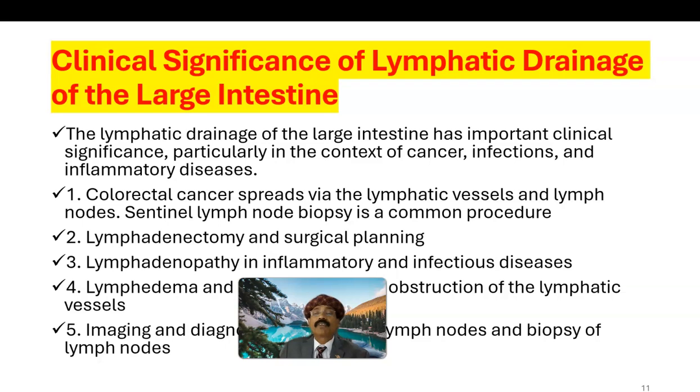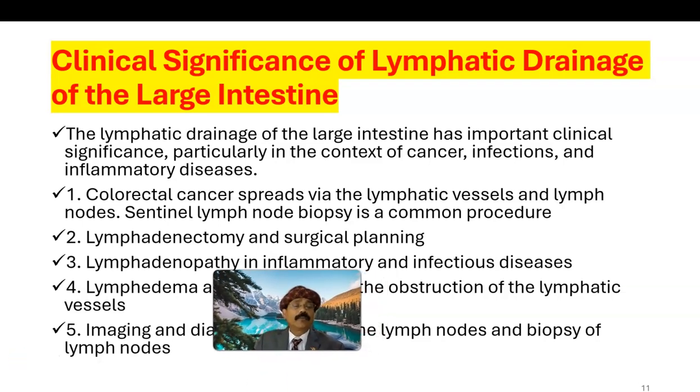Lymphadenopathy occurs in inflammatory and infectious disease, like that of tuberculosis. But if we remove lymph nodes, we must also consider complications like lymphedema and ascites due to obstruction of the lymphatic vessels. Lymphatic vessels are also important for diagnostic purposes, for imaging, diagnostic study of lymph nodes, and biopsy of the lymph node to classify and diagnose the cancer.